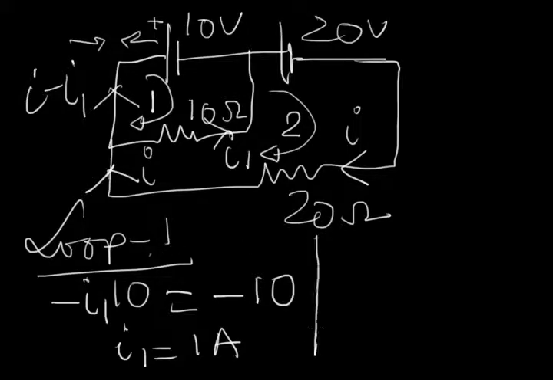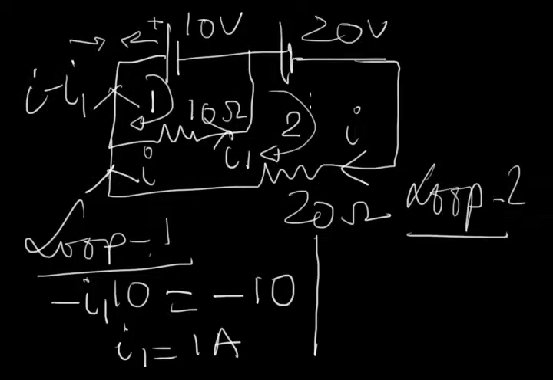Now students, for loop 2, you see this is my loop 2. Where is the loop? This is the loop. You see here I am moving in this direction and the current is also moving in that direction, so this happens to be 20I. I am moving in this direction, the current is also moving in this direction, so it happens to be plus 10I1.